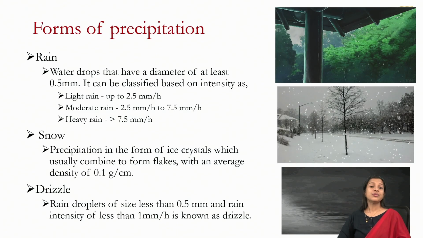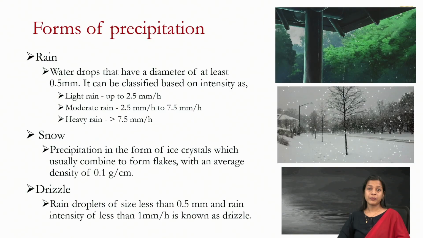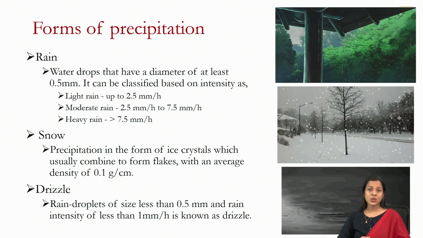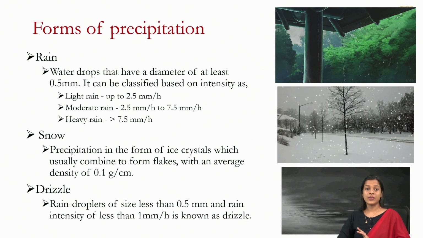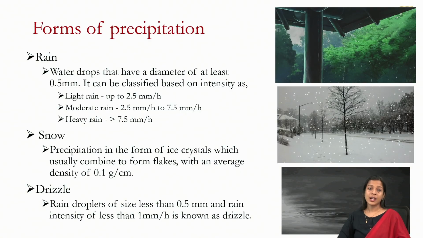Now let's look into the forms of precipitation. Precipitation occurs in different forms. First one is rain. Rain consists of water droplets larger than 0.5 mm. Based on intensity, rain can be classified as light rain, moderate rain, or heavy rain. Snow. Snow forms when water vapor freezes into ice crystals.